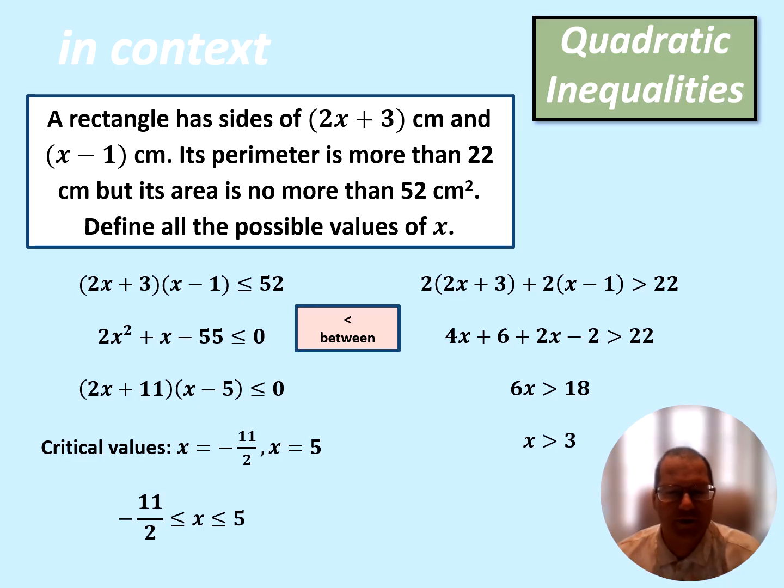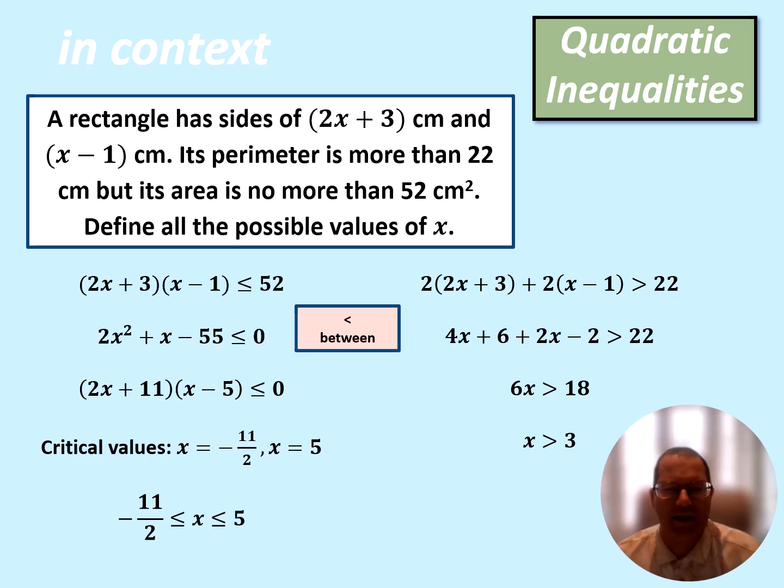This example is similar to a previous one, except it's in context. So we have a rectangle with sides of 2x plus 3 centimeters and x minus 1 centimeters. We're told that the perimeter is more than 22 centimeters, but the area is no more than 52 centimeters squared. Define all the possible values of x. So starting with the area is no more than 52. That means it's less than or equal to 52.